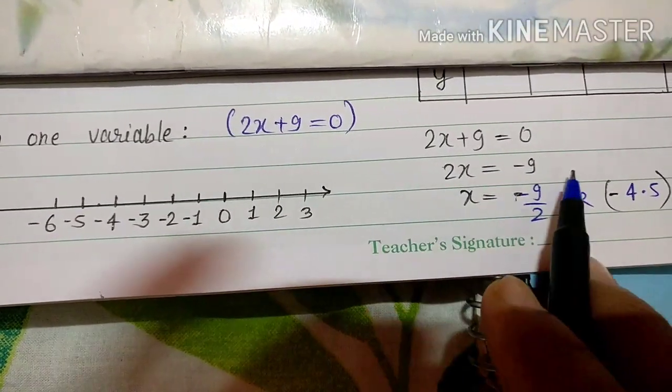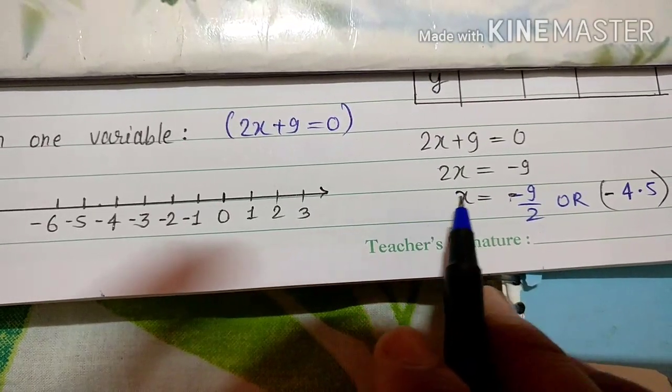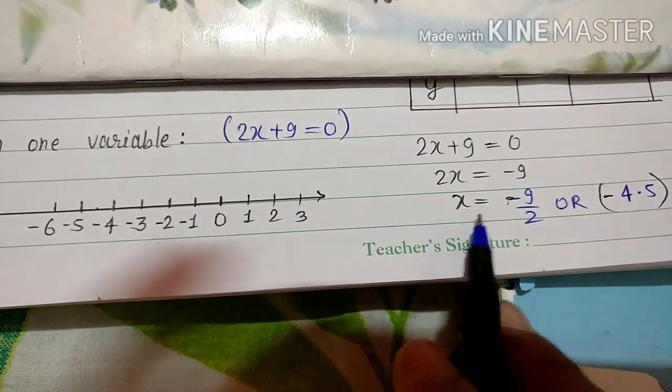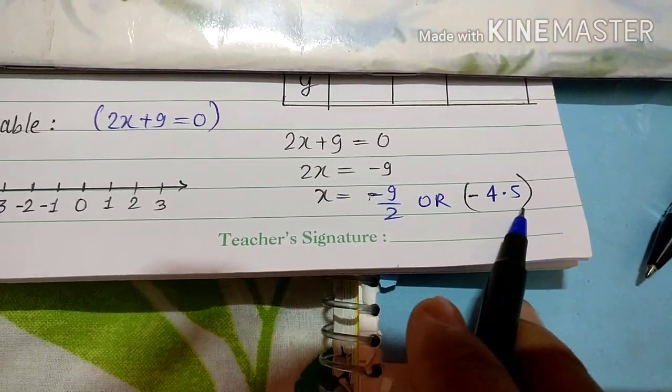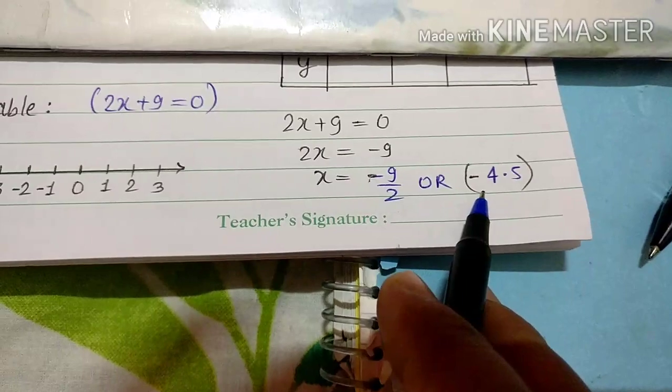Now this 2 will go to that side. Right now it is in multiplication form, so when it goes to the right hand side it becomes division form. So x equals minus 9 upon 2. And minus 9 upon 2 we can say is minus 4.5 also.